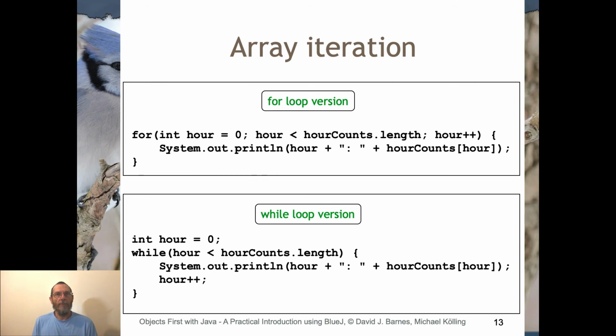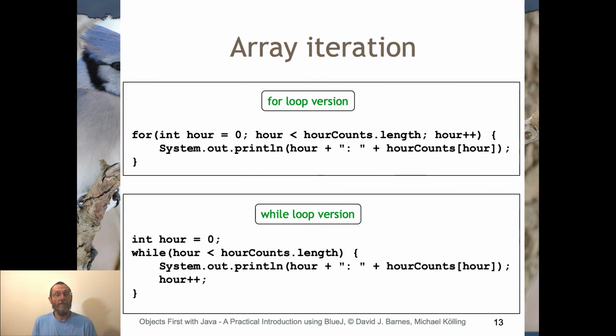We go into the body of the loop, we print what that hour value is, we print a little bit of text, and then we use the hour variable to access the hour count at that particular hour within the array. Then we increment the hour variable so it moves on to 1. We then test the condition again to see whether that variable is still less than the length of the array. So we're guarding the array's accesses by checking to make sure the variable we're going to use as an index is within the valid bounds of the array.